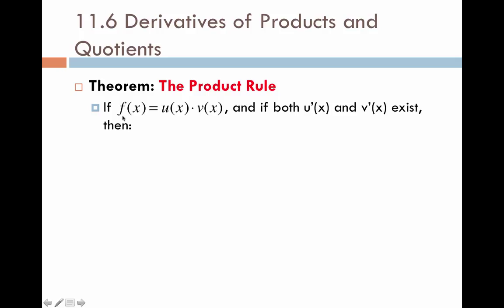So if you have a function f of x that equals u of x times v of x, and if both u prime and v prime exist, then the derivative, f prime of x, is equal to this formula: u times v prime plus u prime times v.